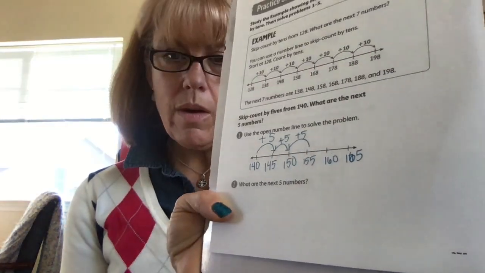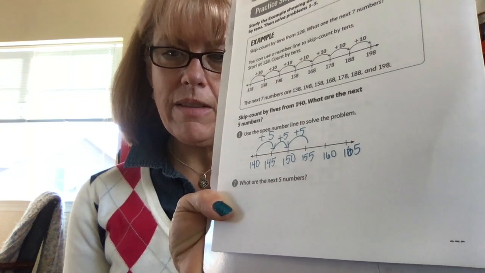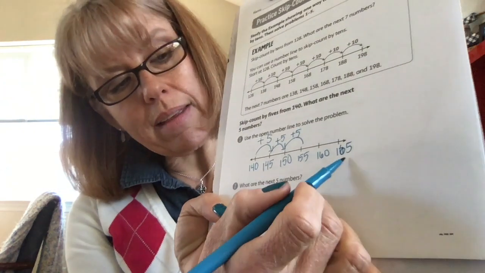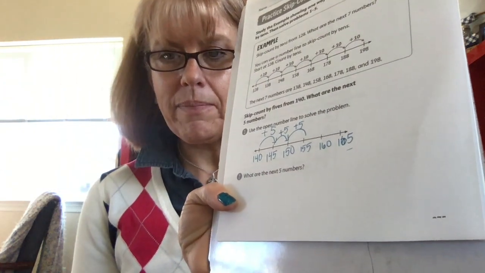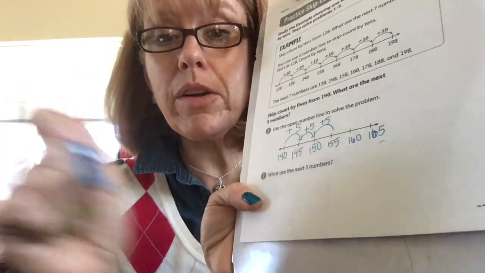How did you do? Here we go. So 140, 145, 150, 155, 160, 165. Did you see? Even I made a little mistake. I had to catch myself right there. This is why we use pencil. I'm using a marker because I want you to be able to see what I'm doing. Okay. So my next 5 numbers would be, well, we just did that one.